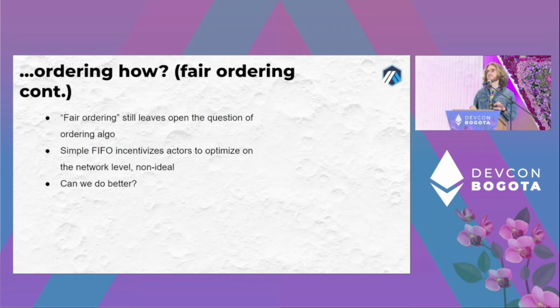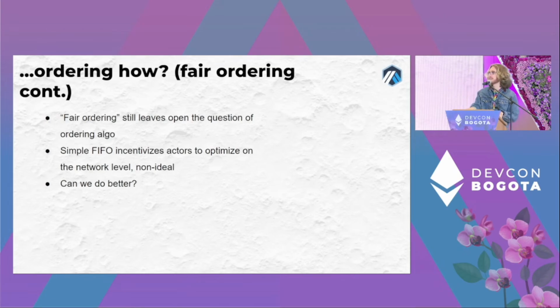So we have fair ordering, but there's still this question of what exactly is the ordering that we're enforcing. And initially we were thinking FIFO, first in, first out, right? The order that the sequencer sees them is the order that they give the receipts and publish transactions, which is what the centralized sequencer does now, if you trust me.